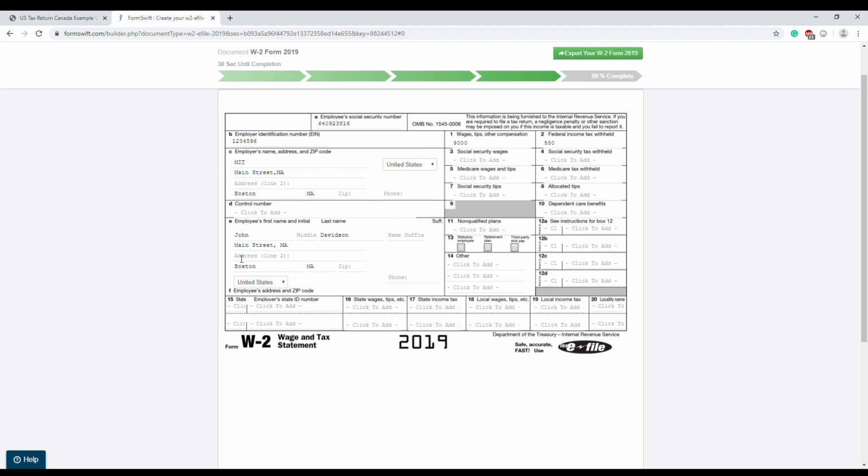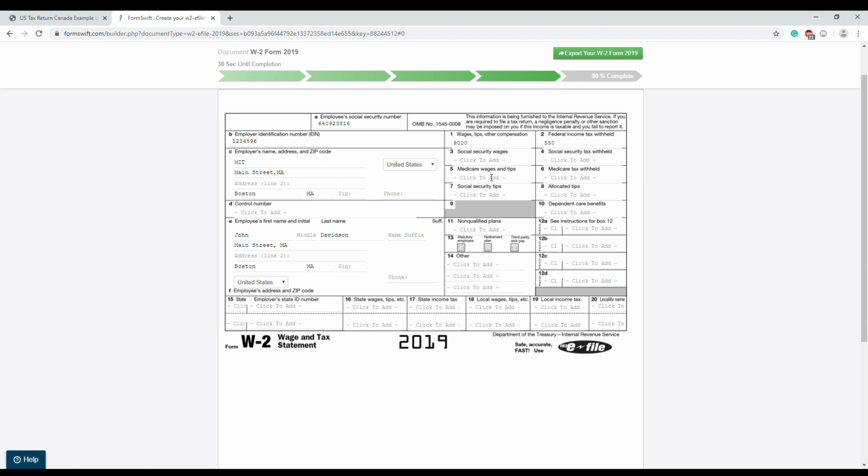So here we can see that John Davidson, in the example, has a salary of $9,000, and his employer deducted $550 as a deduction. What's good about being a Canadian student living in the US is that you don't have to pay any Social Security or Medicare, which is really good.